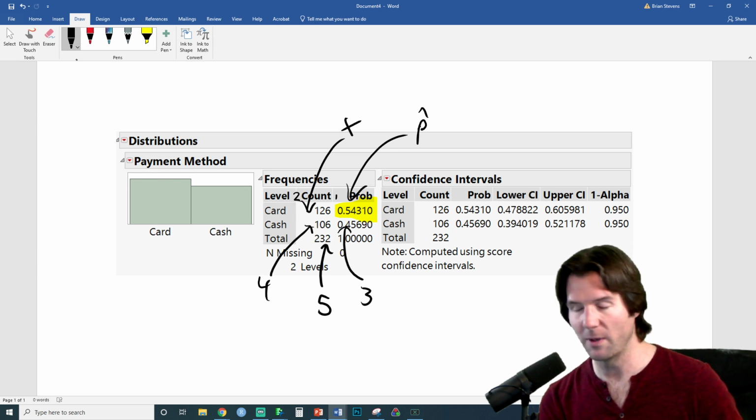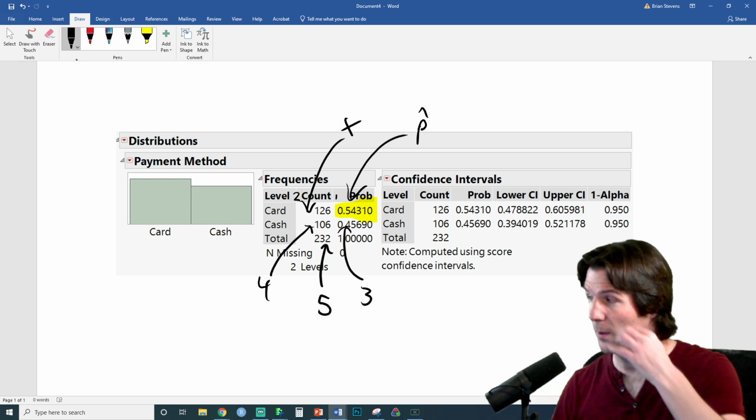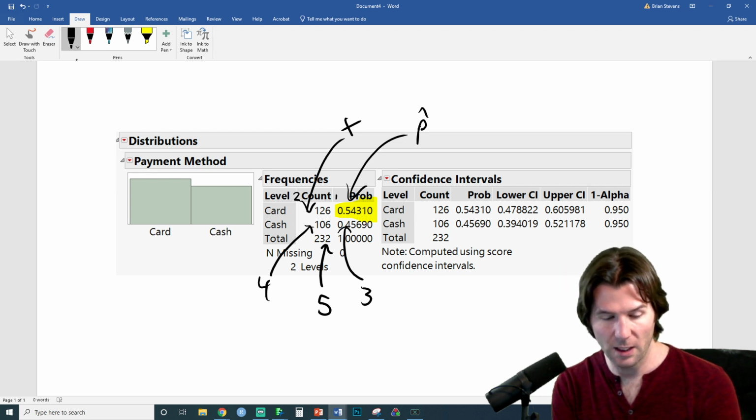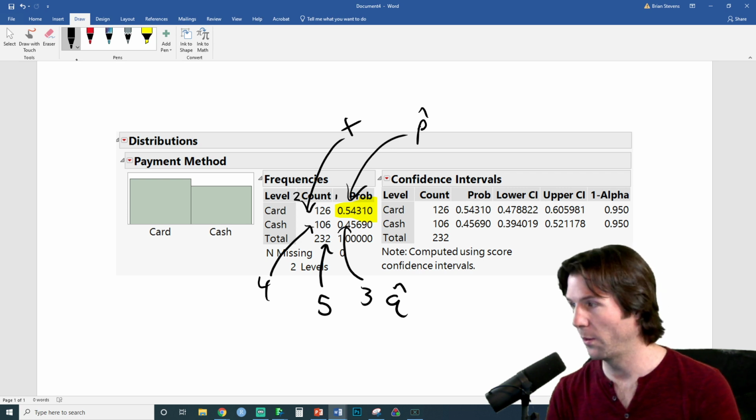Now, 4 is going to be a weird one when we get to it. 54% of people paid with the card, you are right, is P hat, the percent of people who paid with the card. And then we have 3. Great job, everybody. 3 is going to be Q hat right here. So that's the third one right there, Q hat.